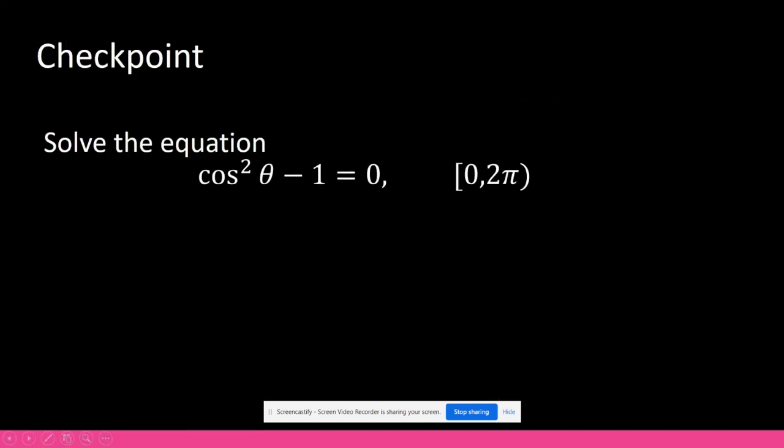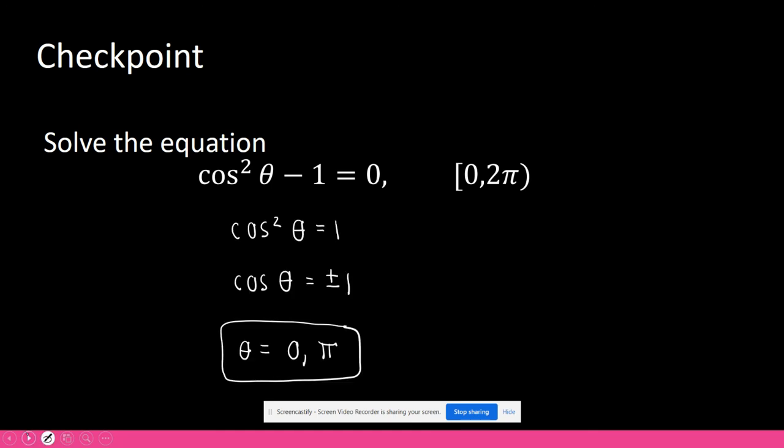I would say pause your screen and try this really quick. Solve the equation: cosine squared of theta minus 1 equals 0, where you have the restriction from 0 to 2 pi, with 2 pi not being included. So pause and try this really quick. Hopefully you were able to come up with these two solutions: when you moved the 1 over by adding, and took the square root, you have both cosine of theta equaling +1 and -1. And so we have two values there, 0 and pi.